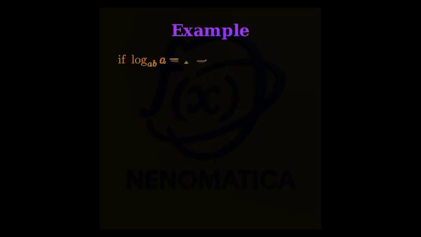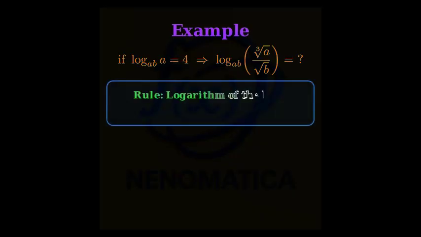Example. We'll follow the exact step order shown in the provided solution text. The given statement is, if log sub a b of a equals 4, find log sub a b of the cube root of a divided by the square root of b. Step 1. Start from the identity. The logarithm of its own base equals 1.